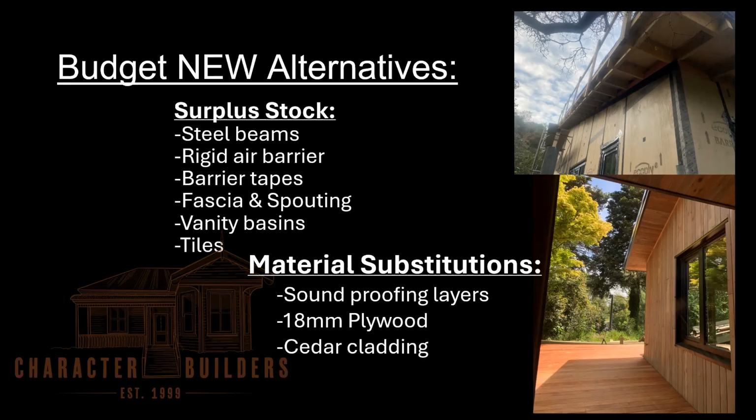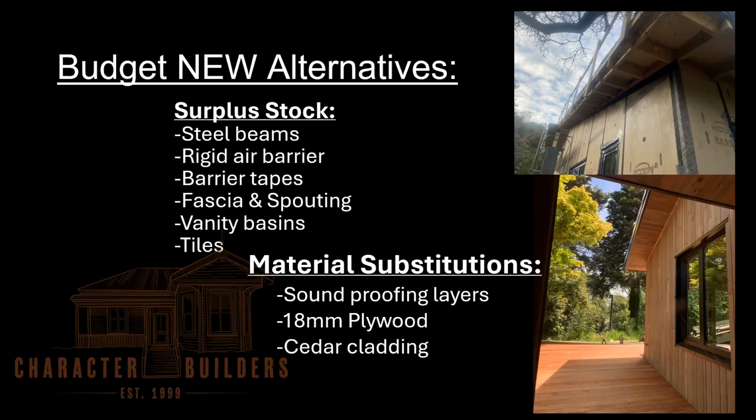Soundproofing layers, instead of putting 2 layers of jib on, we found that you could source 15 mil particle board, packaging materials. And so we were able to substitute that to help with our soundproofing. Cedar cladding, we managed to buy a tree and get it milled and kiln dried, and we ran all our exterior cladding with Japanese cedar from Rangiora.